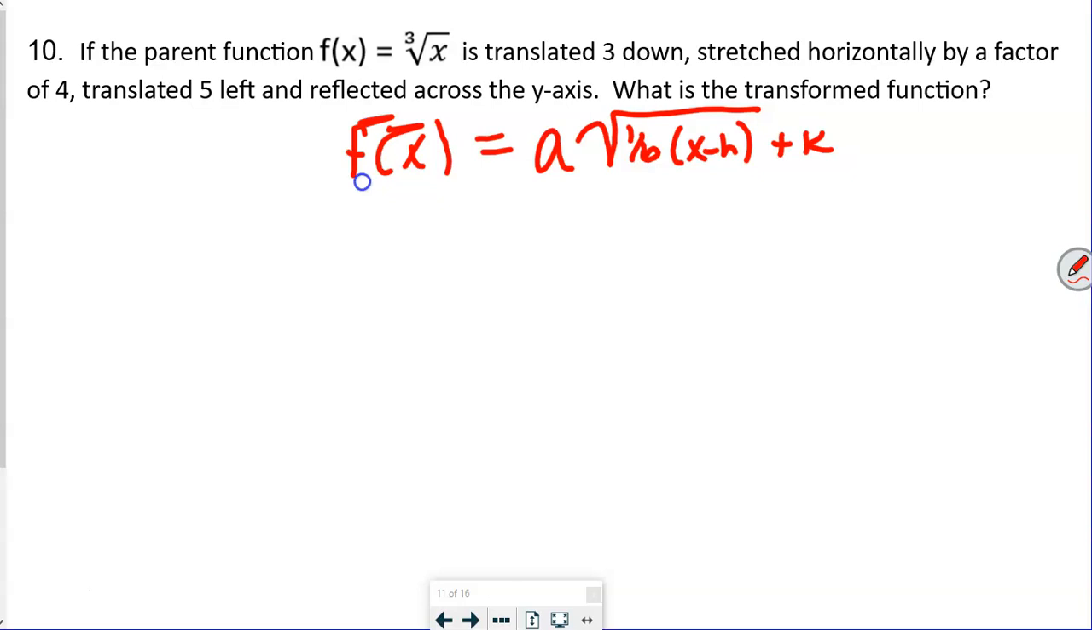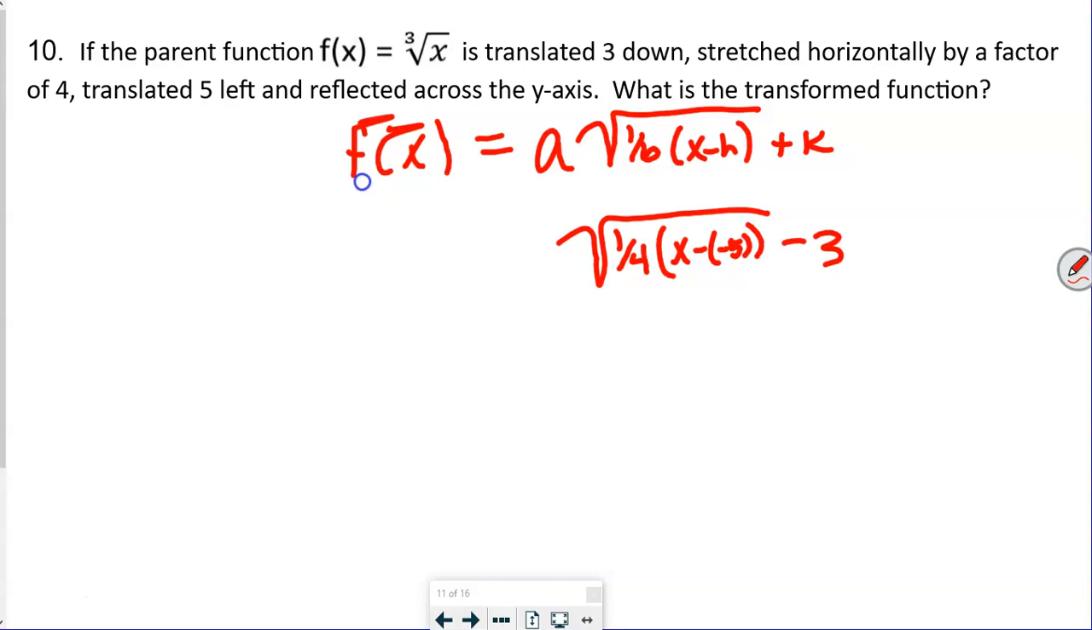Okay, so it says that the parent function, cube root of x, is translated down 3. So that's going to be minus 3 over here. So minus 3, down 3, because that's up or down, k, right? Stretched horizontally by a factor of 4. So when we're dealing with this, remember this is opposite in here, so that means I'm going to have 1/4 here because it was stretched horizontally. And then it's translated left and reflected across the y-axis. So it's translated left, so if it's left, it's minus a minus 5. So this is where we always said it was plus, right?